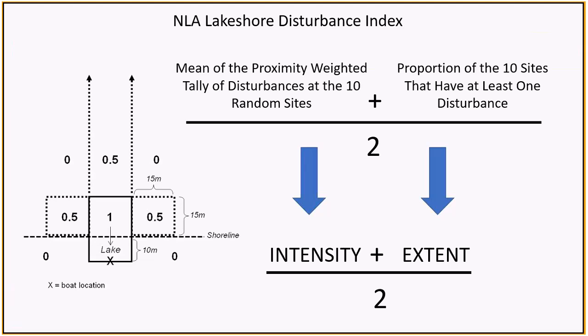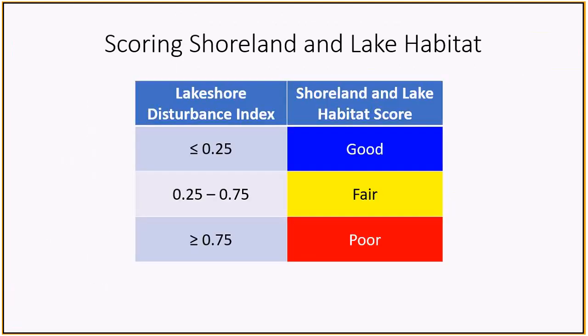This index is a measure of both the intensity and also the extent of development on the immediate shoreline around a lake. So the final lake score disturbance index is the average of the intensity and extent of the development around the lake. And I can go into that in more detail later if people want. So then our shoreland and lake habitat score is based on a scale that was derived by the National Lake Assessment by EPA for this lakeshore disturbance index.